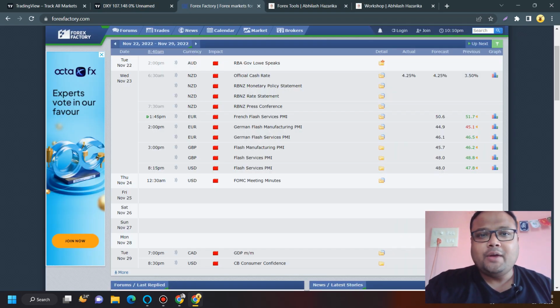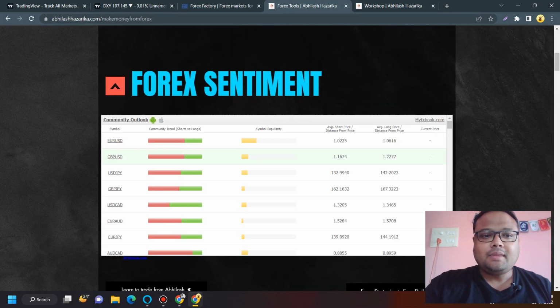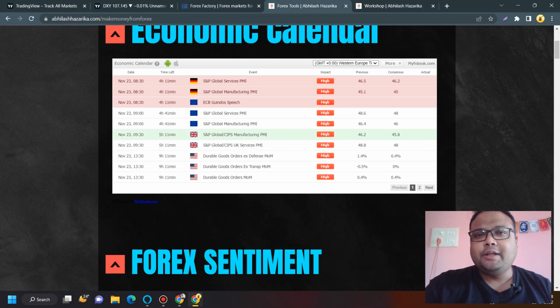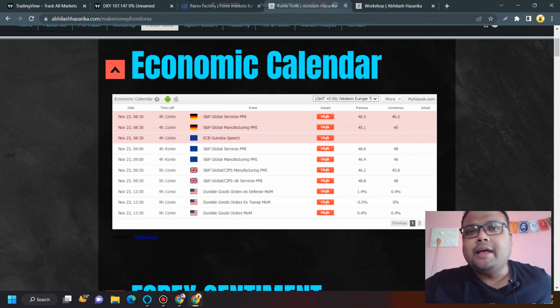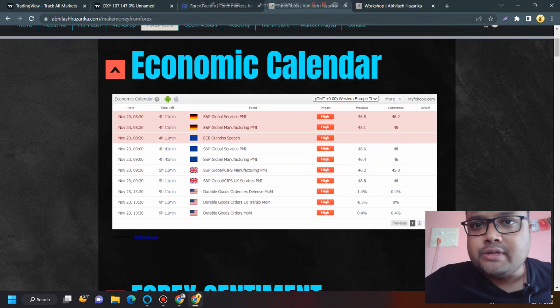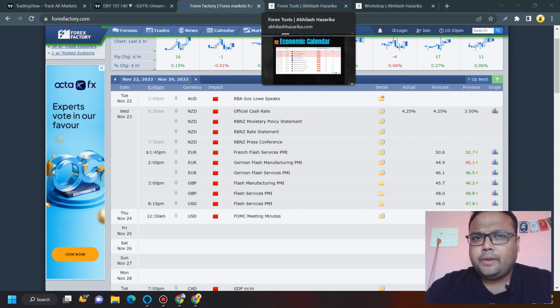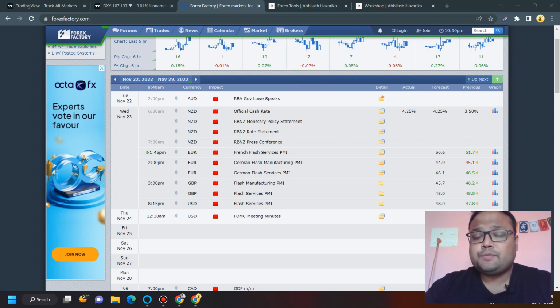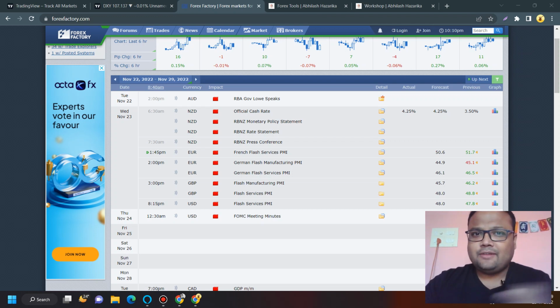Today we have many events lined up. You can see Euro, GBP, USD. Please be careful during the news, especially beginners and new traders. You can observe the market, but avoid taking any position if the market shows heavy volatility. You can see PMI for Euro, GBP and FOMC for USD, so it may show heavy volatility. Especially traders with low capital, please try to avoid trading during the news. You should not trade on every market, but yes, experience is a different thing.